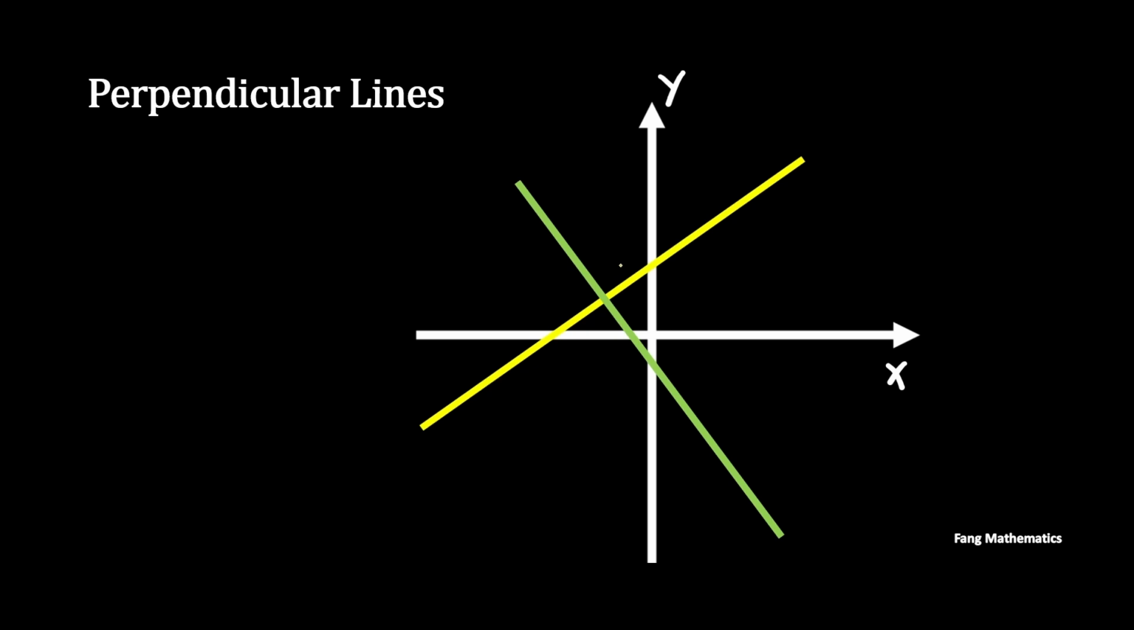We are to determine the characteristic of perpendicular lines. So you have the green line and yellow line. They are perpendicular to each other, and we are to give their respective equation.